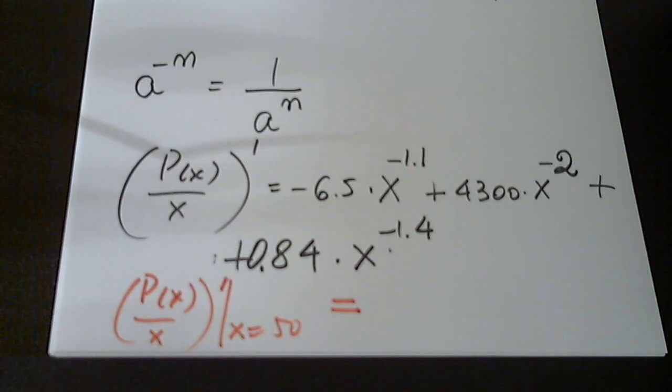Bring it down. So 4,300 times x to the negative 2, plus 0.84 times x to the power negative 1.4. Okay, I think everything is fine. I'm looking at it. I think I entered everything correctly. I just want to double check that I have negative 6.5 in there. Yes, I do. Now second and table, plug in 50, done.